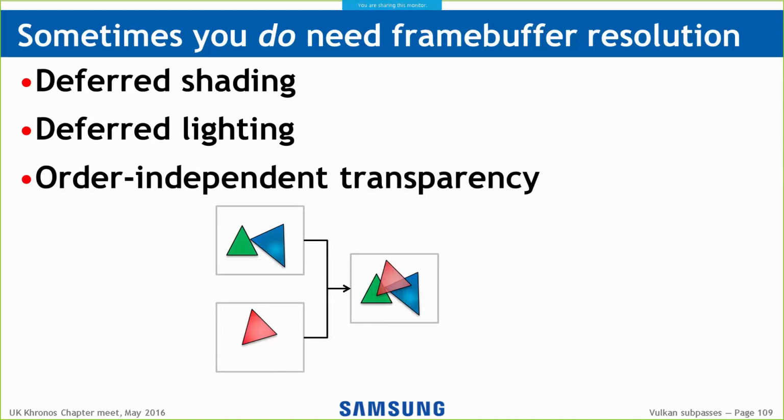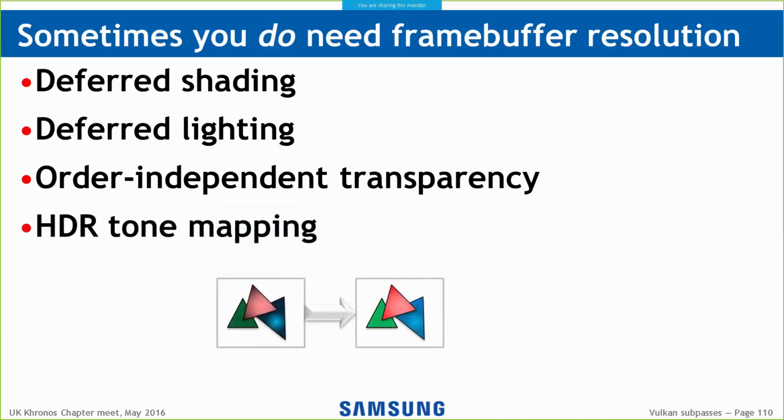Transparency, again, useful to write to more than one lot of data when you're trying to resolve what transparency is supposed to look like. Tone mapping, another thing where you might want to render everything and then do tone mapping afterwards.